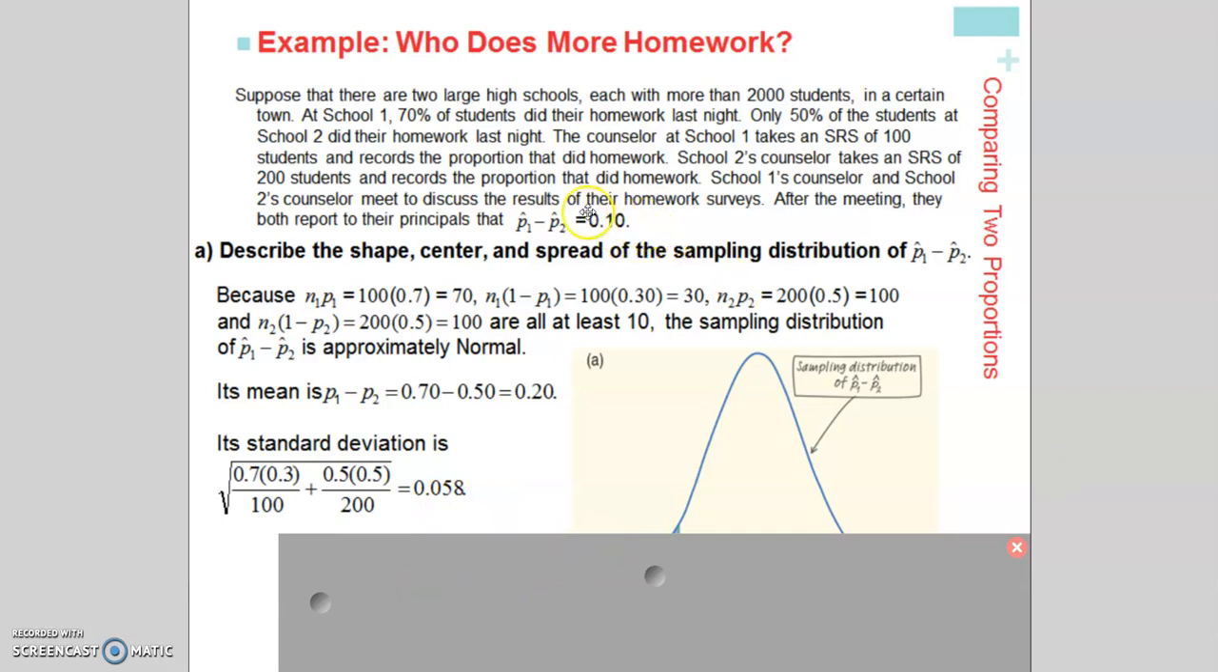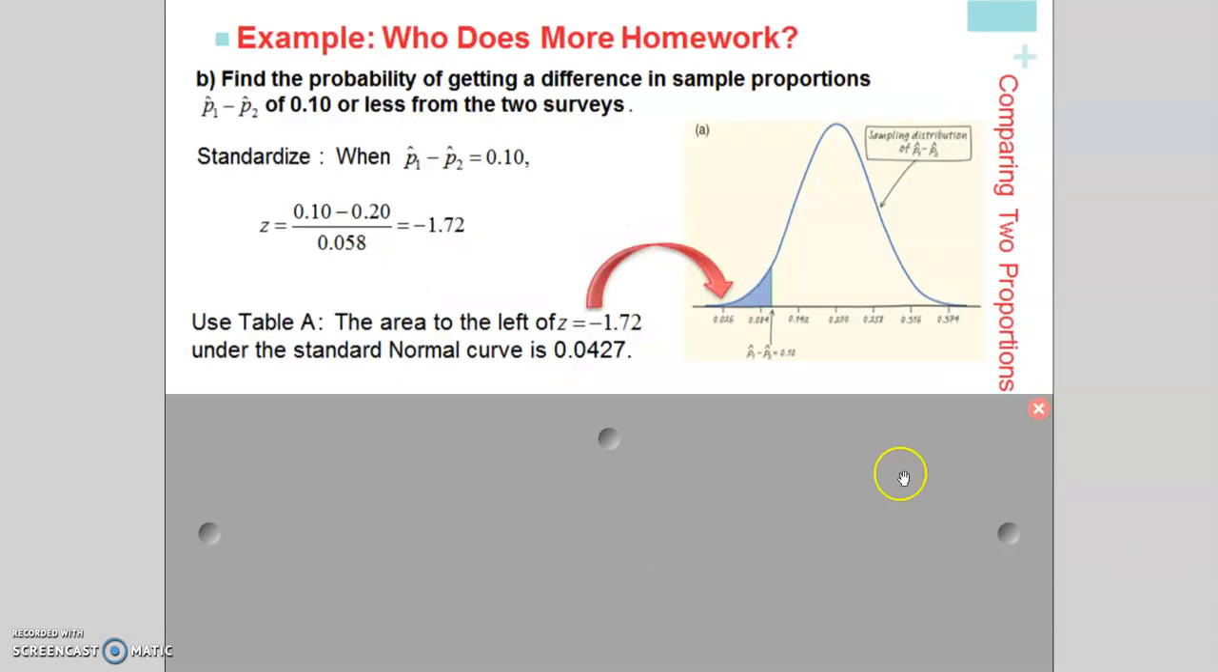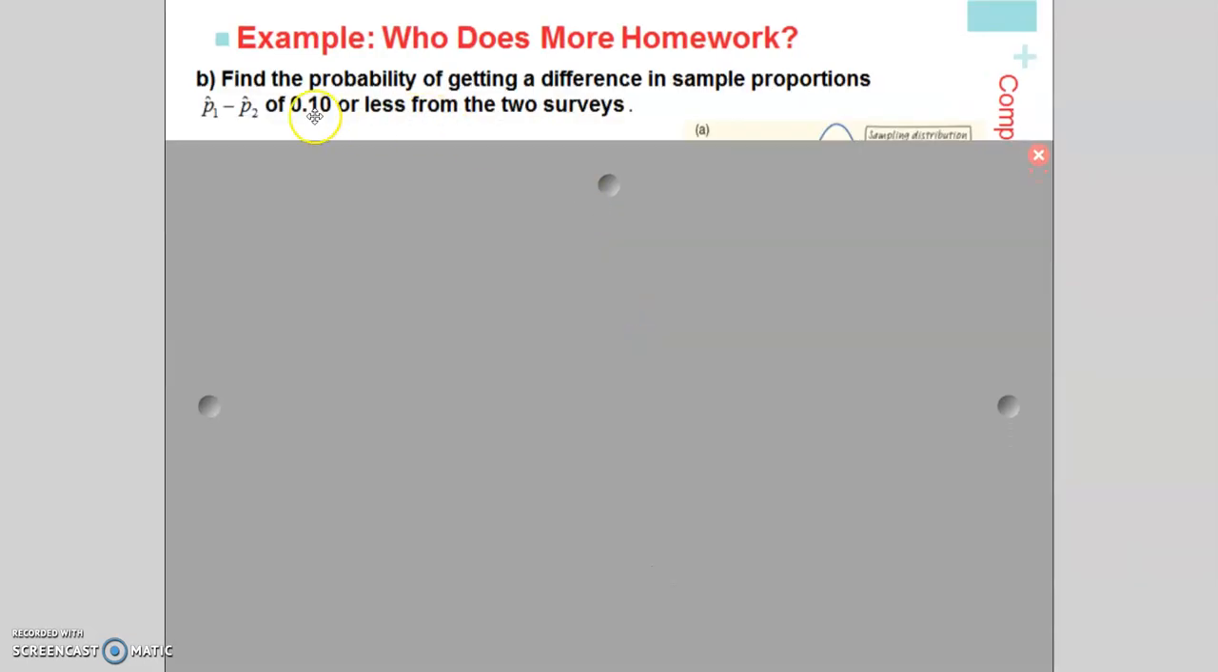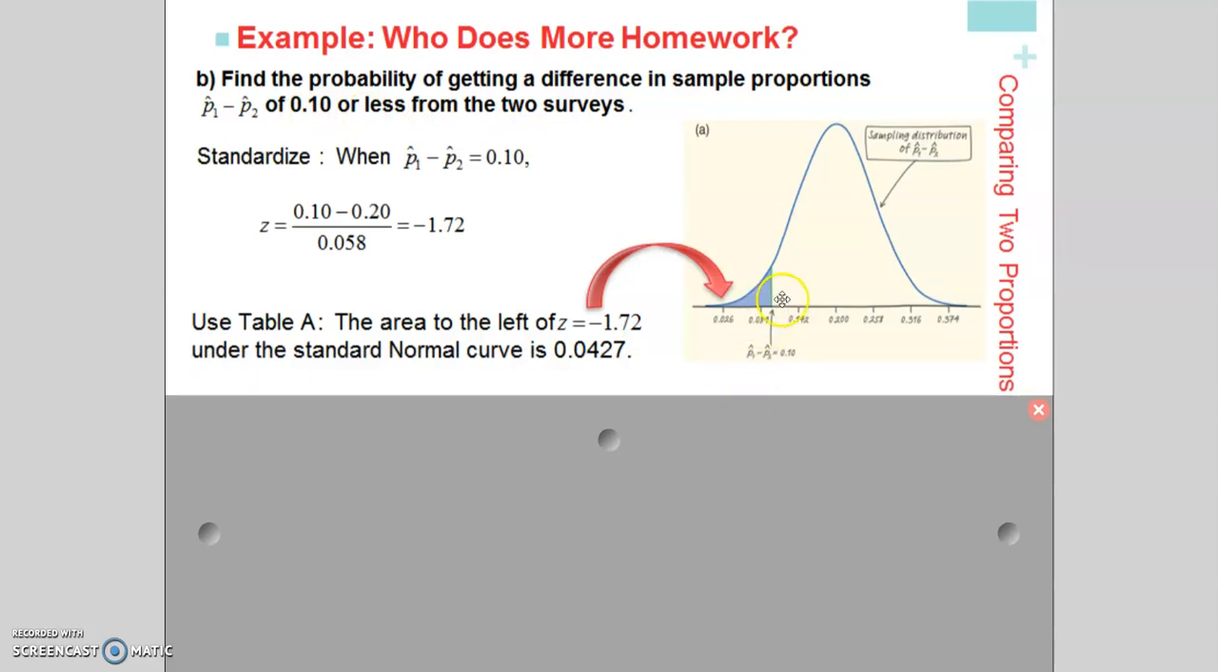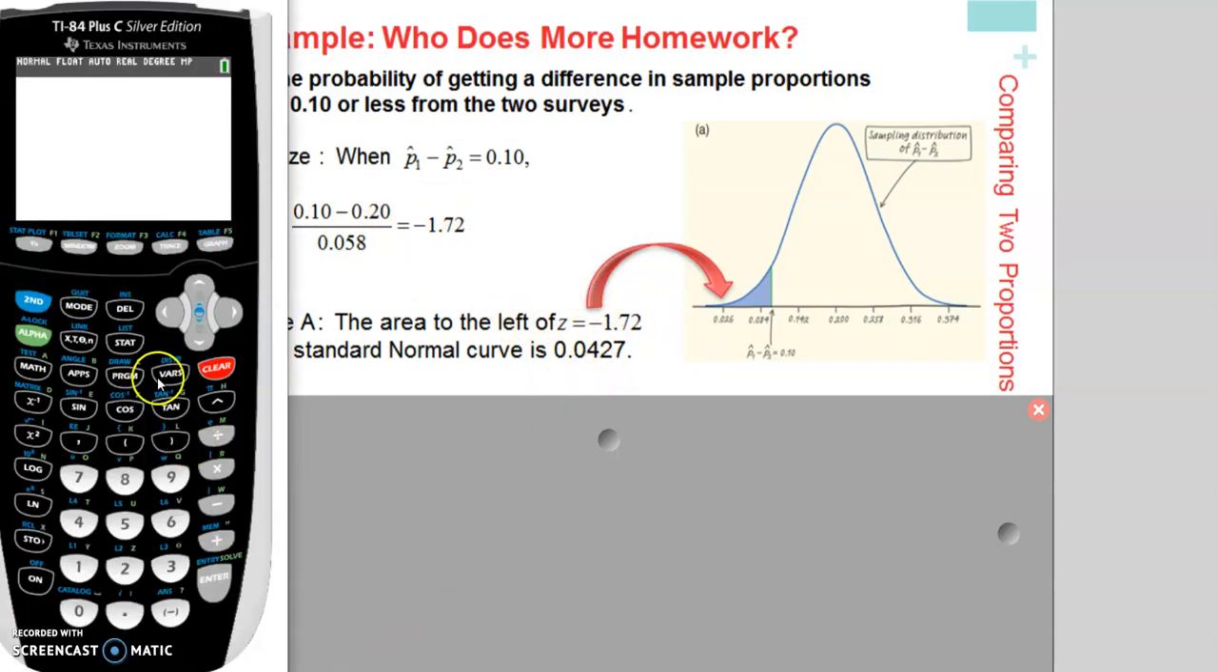Next, if this is what they actually got, how likely is that? So find the probability of getting a difference that's 10% or less. What we're going to do is find the area to the left of 10% right here on this sampling distribution we just described. One way to do that is you can find the z-score for 10% and then use table A and look up the area to the left, or you can use our good old friend normal CDF.